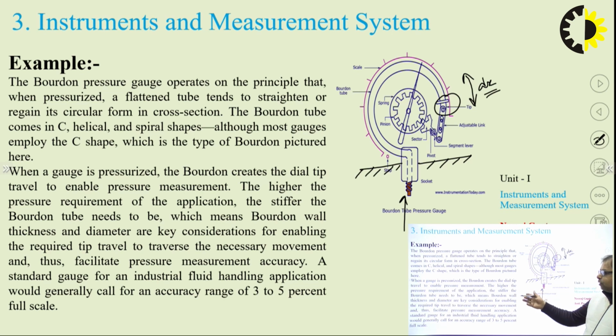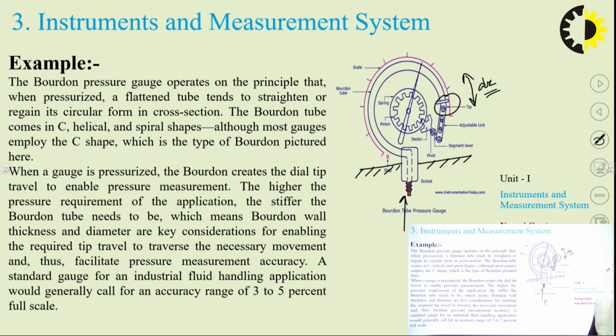The higher the pressure requirement of the application, the stiffer the Bourdon tube needs to be, which means the Bourdon wall thickness and the diameters are very key considerations for enabling the required tip travel to traverse through the necessary movement. If it is not stiff, what will happen? It will easily move down and it will be very difficult to calibrate this on a scale, because here is a scale which this needle is pointing towards.